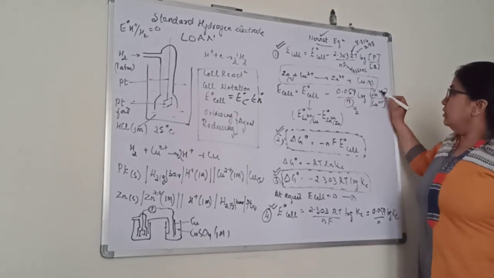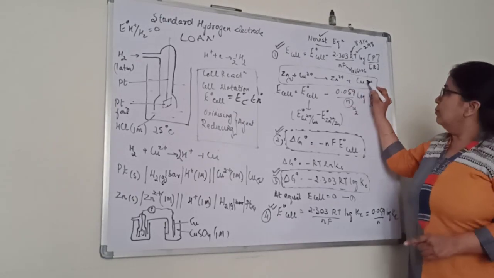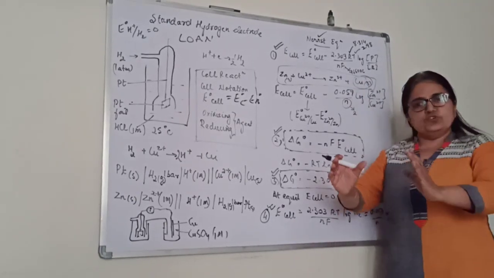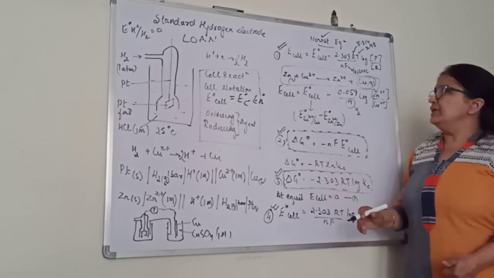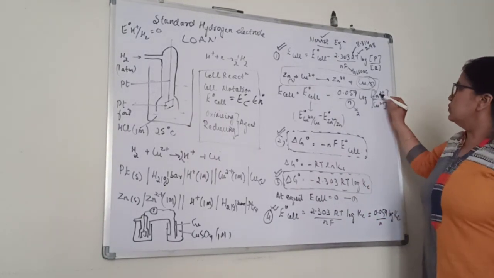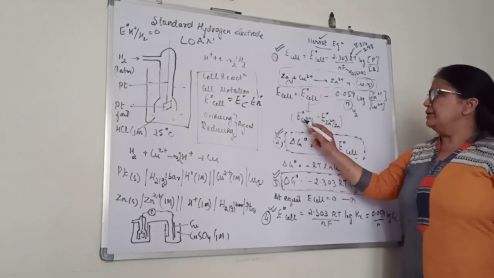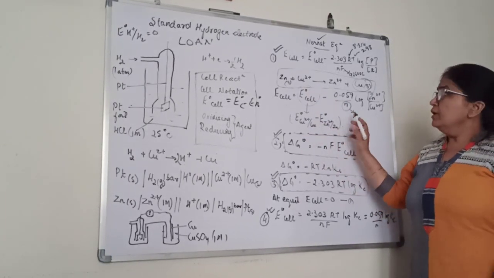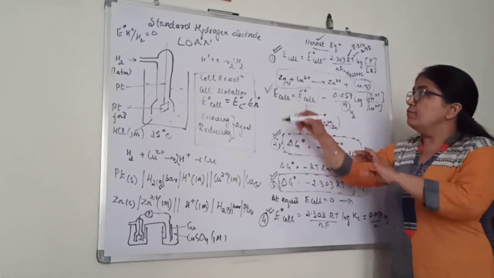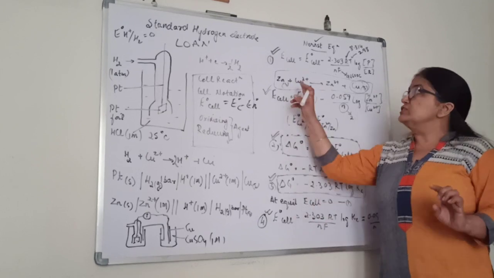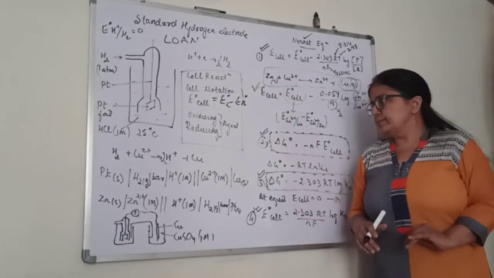Log of product. In this case there were 2, but this is solid. In equilibrium also we have done, the concentration of a solid is always unity, we are ignoring it. So zinc concentration by copper concentration. This I have further expanded, cathode minus anode. So for this particular cell, one numerical is normally asked in the board exam based on the Nernst equation calculation.